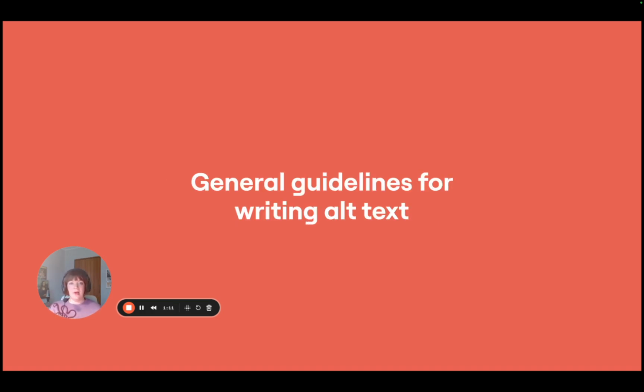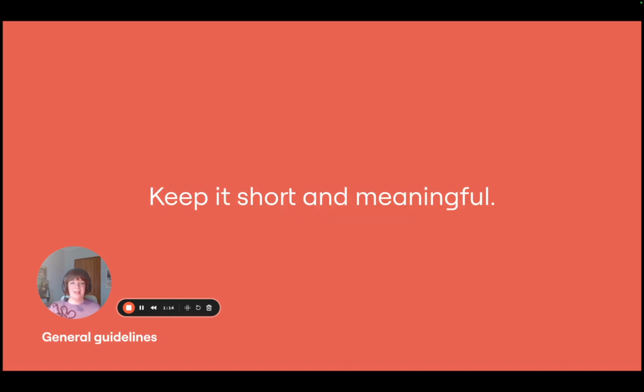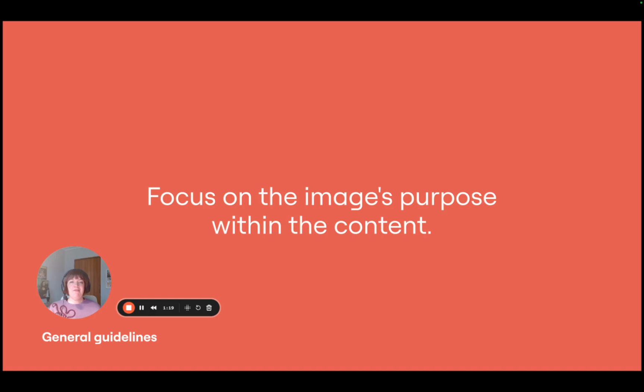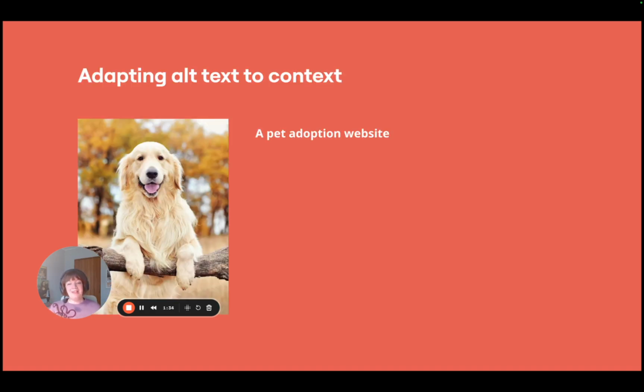General guidelines for writing alt text. There's really only a couple. Keep it short and meaningful, and focus on the image's purpose within the content. For instance, you could use the same image in 3 different contexts, and the image could have different alt text each time. And we'll look at an example of that. Thankfully, the example is this beautiful golden retriever.